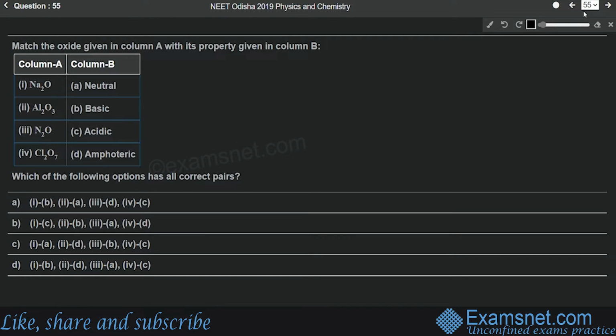Question number 55 is from the chapter Classification of Elements and Periodicity in Properties, and the question is: match the oxide given in column A with its property given in column B. Okay, so we have two types of oxides here. Some are metal oxides, some are non-metal oxides. So we can remember a general rule here that metals give basic oxides. Okay, that means metal oxides are basic in nature, whereas non-metal oxides are acidic in nature.